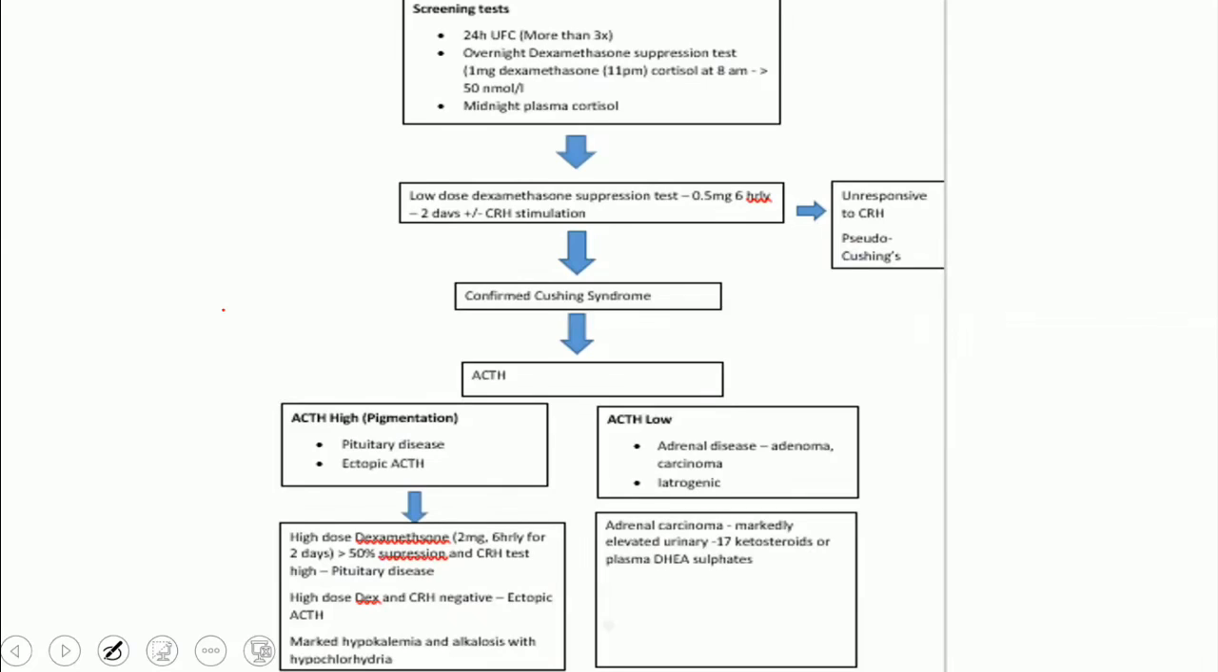Now, once you screen the patient for Cushing's, then you have to confirm the Cushing's. And for that, use another variation of a dexamethasone suppression test, which is the low-dose dexamethasone suppression test, where you give 0.5 milligrams of dex 6 hourly for 2 days, right? For 2 days. And then you measure their cortisol. With this, you can also do something called a CRH stimulation test. And that is sometimes important in something called pseudo-Cushing. So people who take alcohol can develop a Cushing's phenotype, right? And they develop something called pseudo-Cushing's, right?